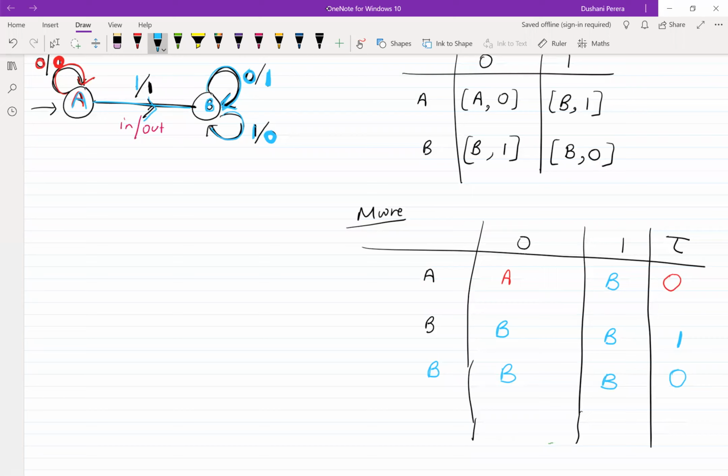Got it? Okay. Now let's see how the diagram goes. A associated with 0. When you see a 0, you come back to itself. Now this is your input symbol. This is what you print. So on input 0, you come to A and you print 0.